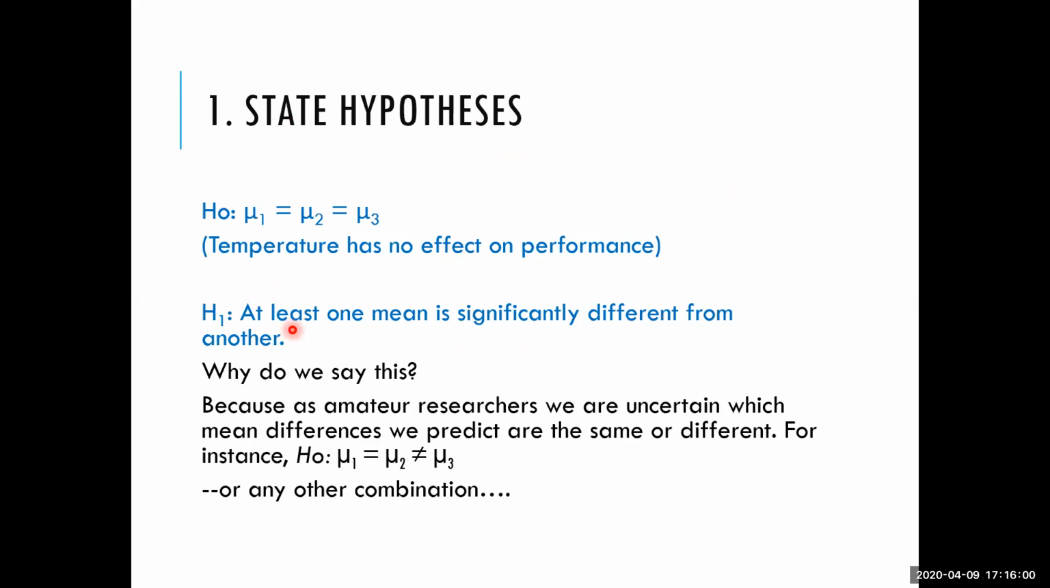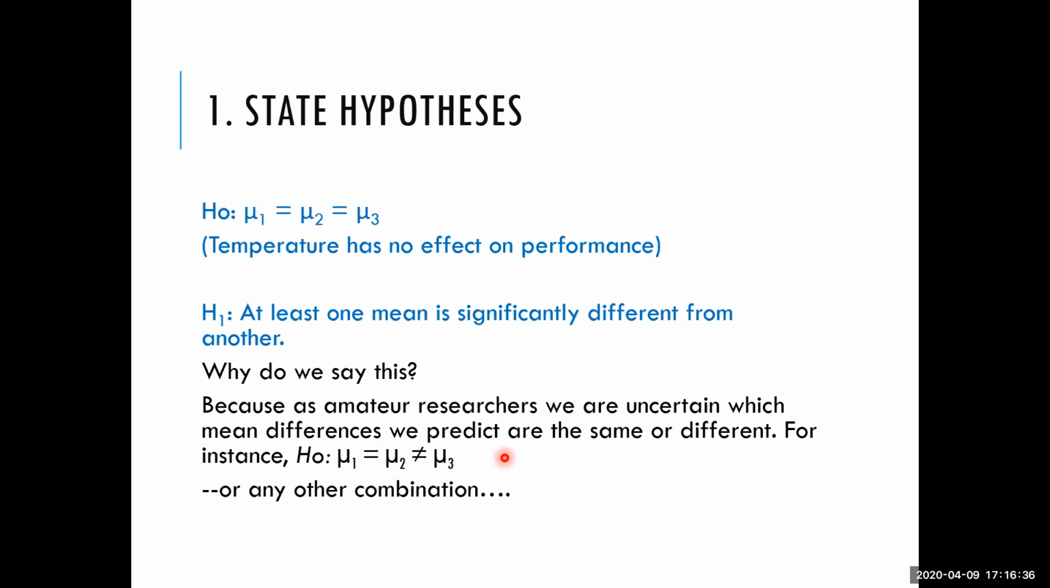Sorry. And so why do we say it like this? Because as amateur researchers, we are uncertain which mean differences we predict are the same or different. So for example, if we wrote out our alternative hypothesis in the same way as we normally have, it could look something like this. Mean 1 of the first treatment group might be equal to the mean of the second treatment group, but the mean from the second treatment group may not be equal to the mean of the third treatment group, and so on and so forth.